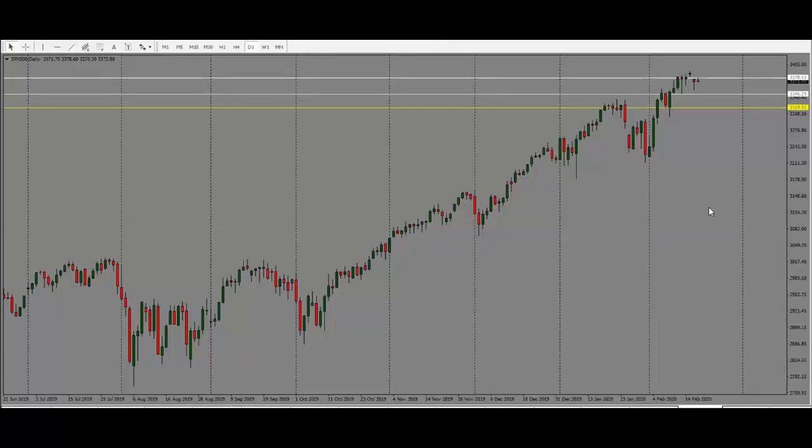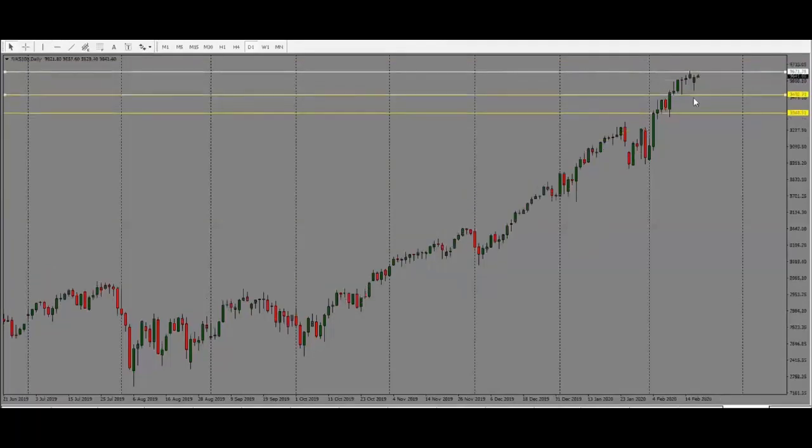So for now, bias is bearish. 3350 is the first target and 3320 is the second target. But like I said, if it goes through 3380, then I will look for a move all the way into 3400. But for now, the bias is bearish for S&P 500.